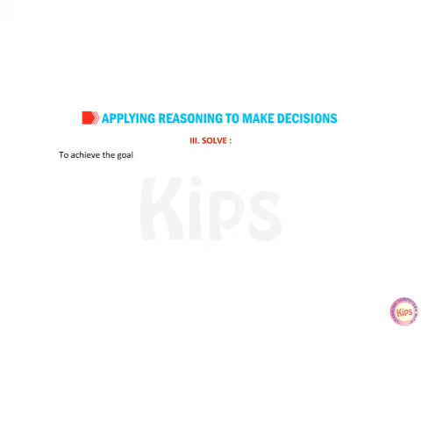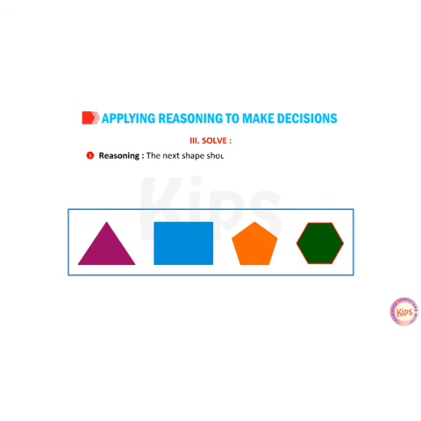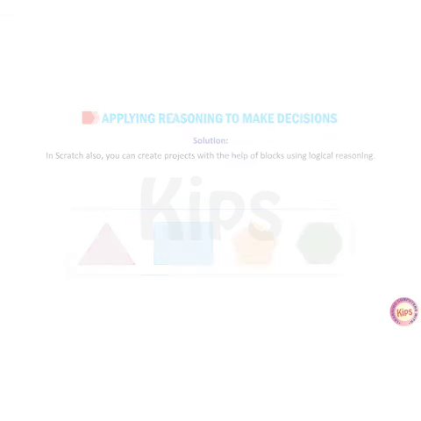Third, we have to solve it to achieve the goal by using the given information and following the condition. So reasoning: the next shape should have 6 sides, that is 5 plus 1. So the solution is to work out the answer in a step by step manner. This proves that with logical reasoning any problem can be solved. In Scratch also, you can create a project with the help of blocks using logical reasoning.